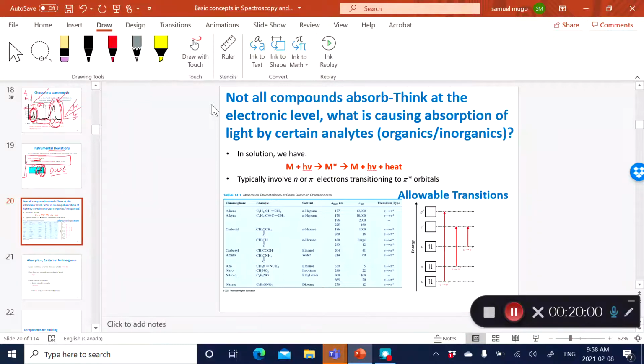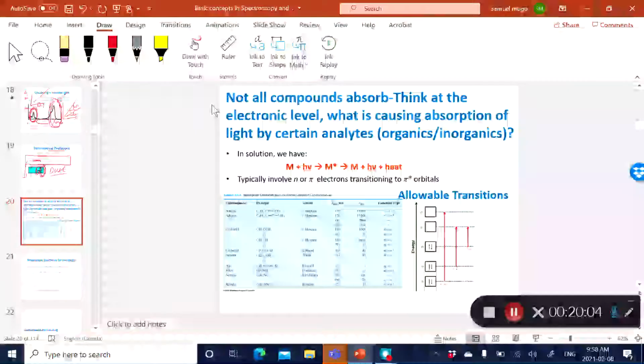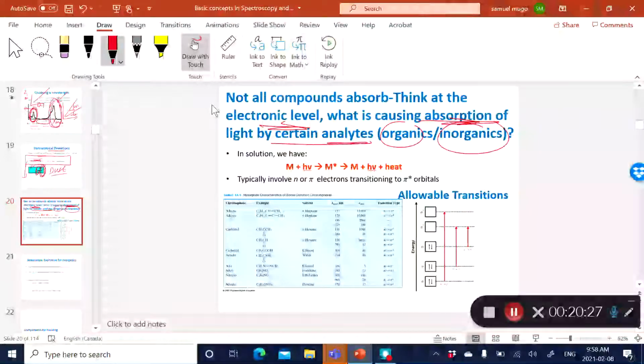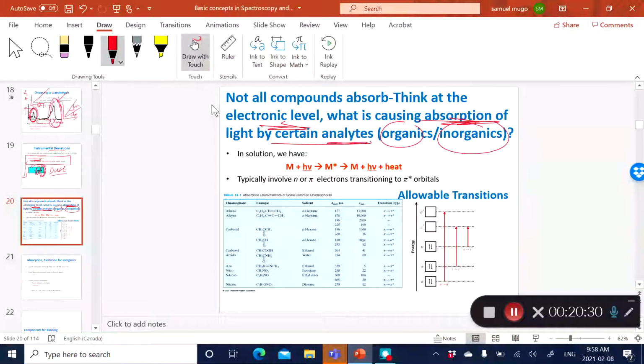Now, it's important for us to really understand, at the molecular or electronic level, what's exactly happening when absorption of light is taking place within the analyte. Remember, not all analytes, whether organic or inorganic, are going to absorb light. So exactly what determines what types of analytes absorb and what types of analytes do not absorb?